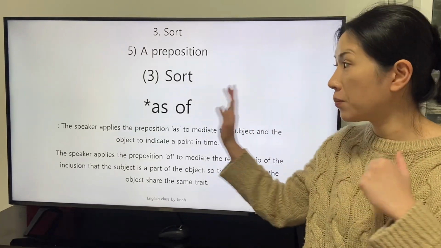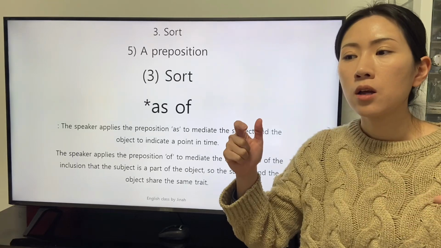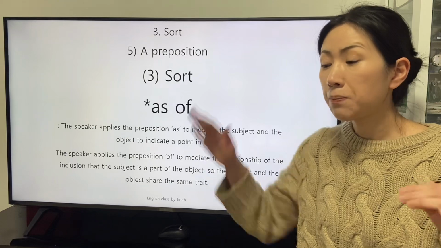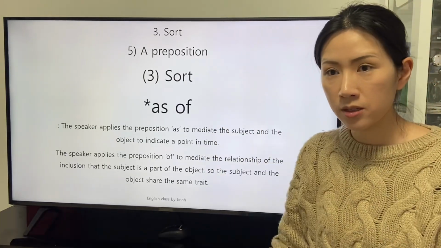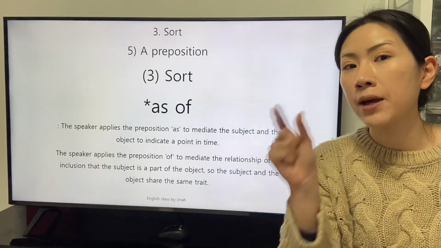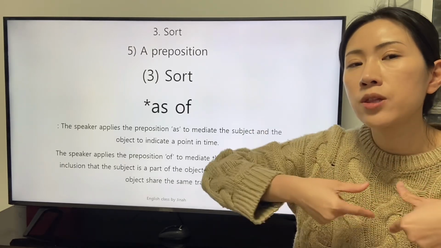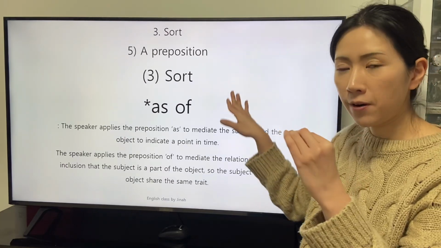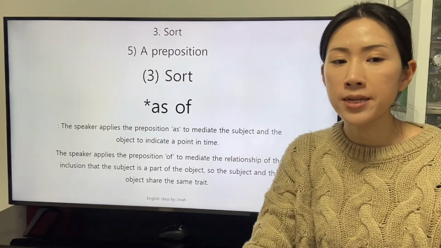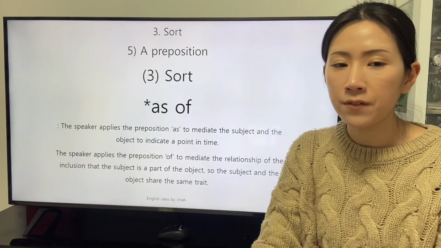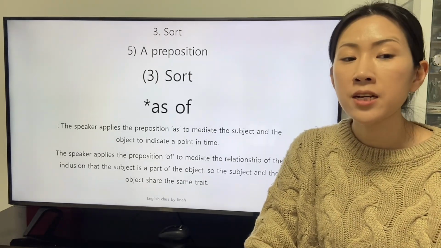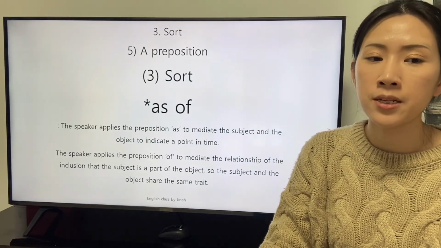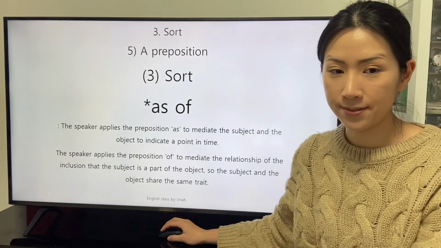The object of the prepositions "as of" can be indicated as a period. The period of time share the same trait. The speaker can define a point in time with his own definition to represent the period of time. The speaker applies the preposition "of" to mediate the relationship of inclusion, that the subject is a part of the object, so the subject and the object share the same trait.